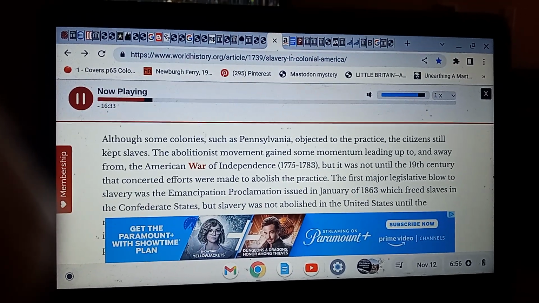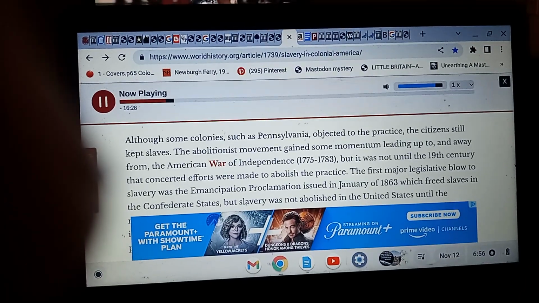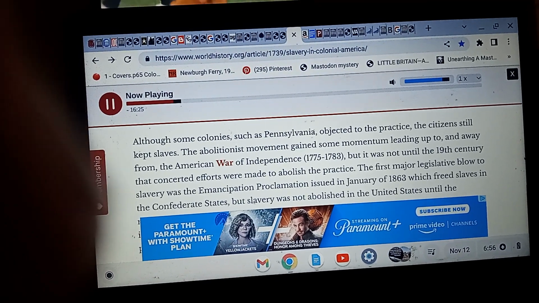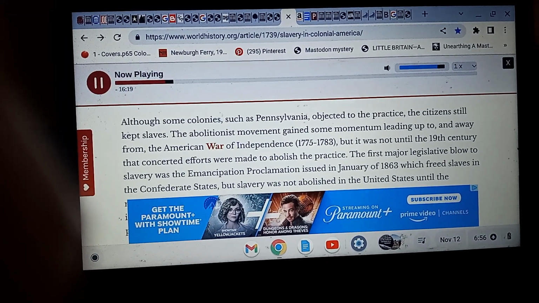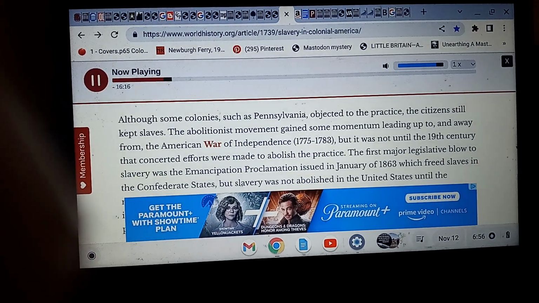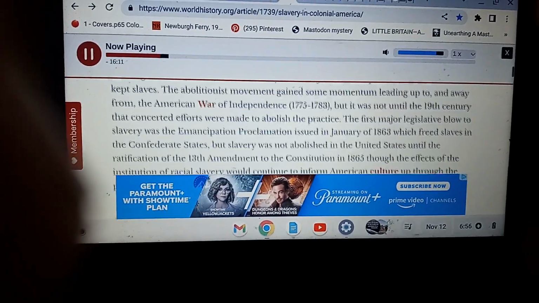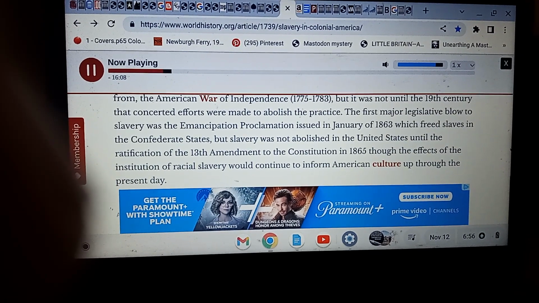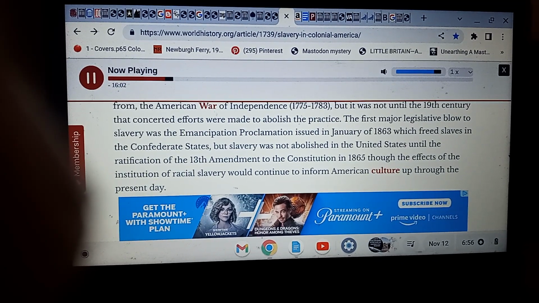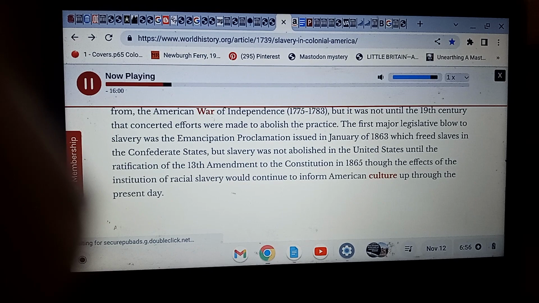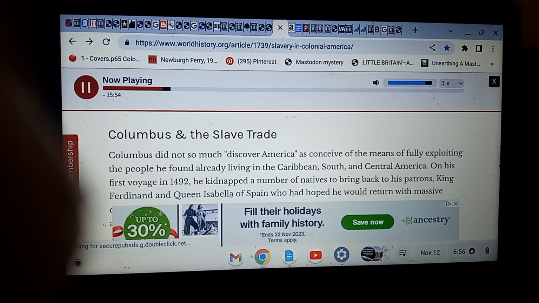The abolitionist movement gained some momentum leading up to, and after, the American War of Independence, 1775 to 1783, but it was not until the 19th century that concerted efforts were made to abolish the practice. The first major legislative blow to slavery was the Emancipation Proclamation issued in January of 1863, which freed slaves in the Confederate States, but slavery was not abolished in the United States until the ratification of the 13th Amendment to the Constitution in 1865, though the effects of the institution of racial slavery would continue to inform American culture up through the present day. Columbus and the slave trade.